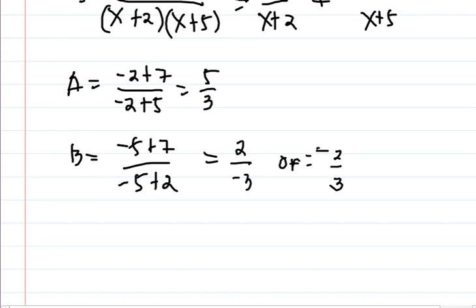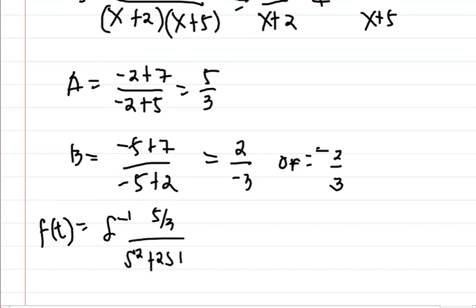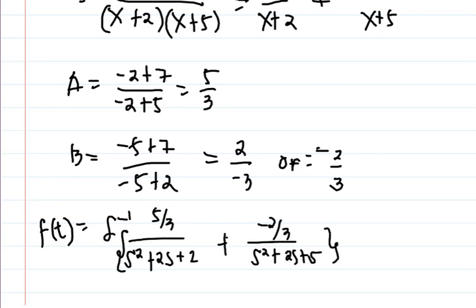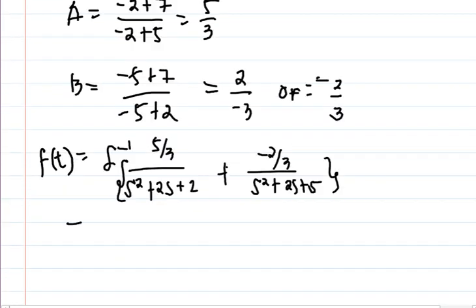So this is equal to f of t, so diretsohon ko na lang substitute. So we have inverse Laplace transform of 5 all over 3 all over, so substitute ko diretso tanan, s squared plus 2s plus 2, plus negative 2 thirds all over s squared plus 2s plus 5. So then we are going to distribute.